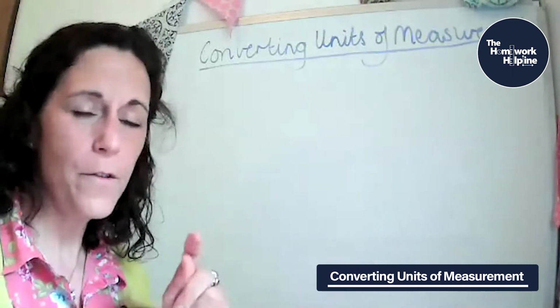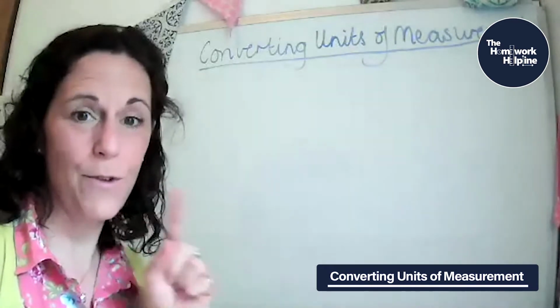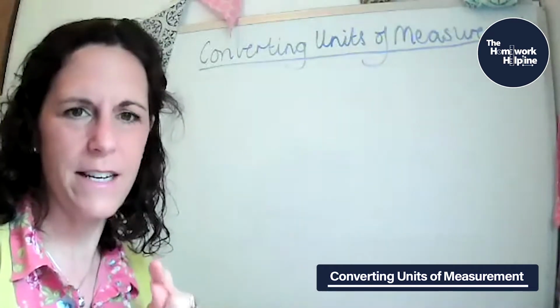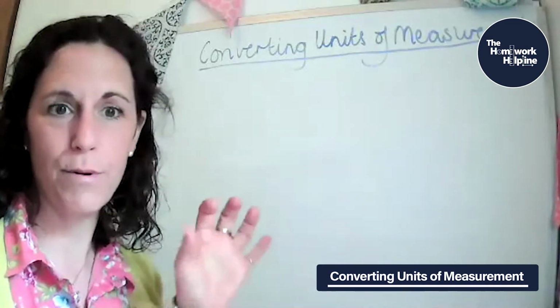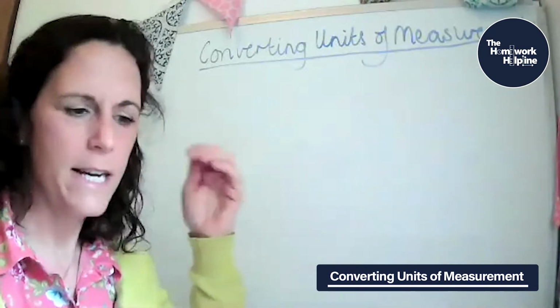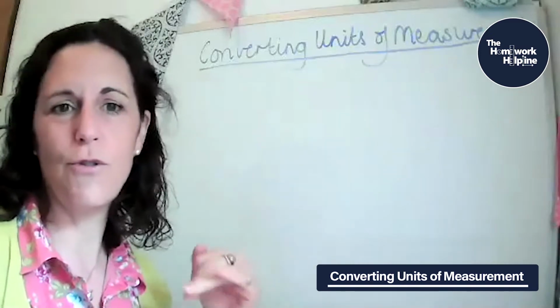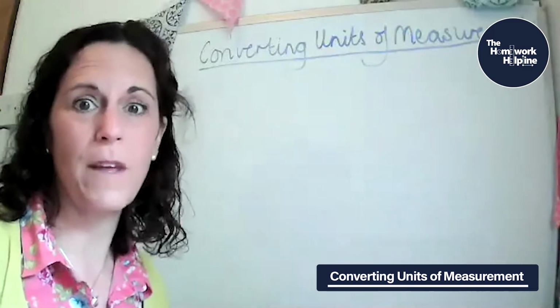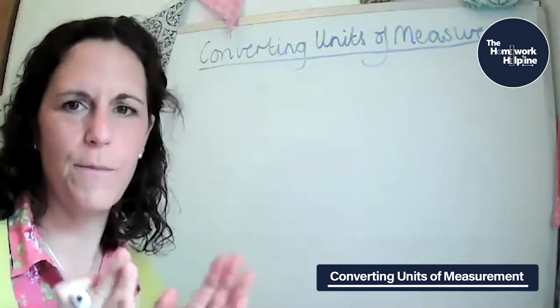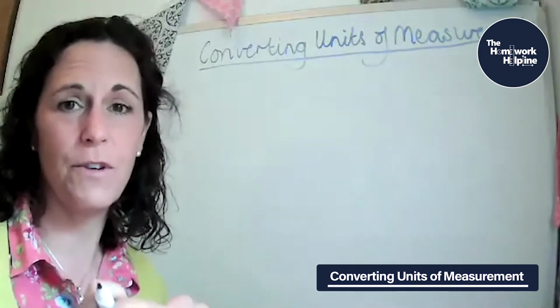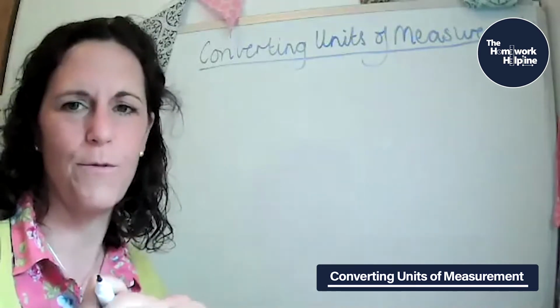Now, there are some golden rules and I'm going to write them down, and it would be a really good idea if you press pause every time I do one and write it down as well and put it up somewhere in your house, maybe in the kitchen or on the fridge or on your desk, so that you have this really important information. These are like the keys to converting units of measurement. They unlock it for you.